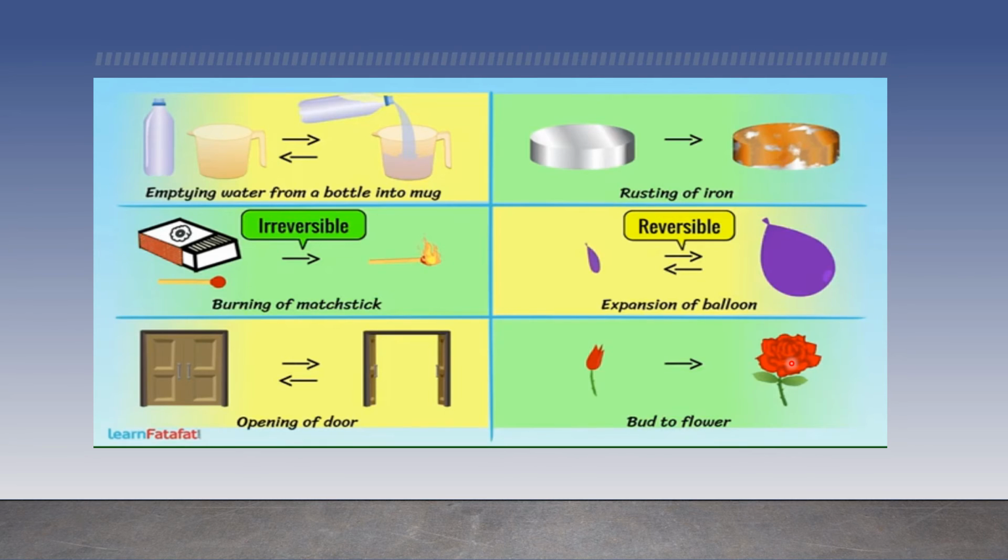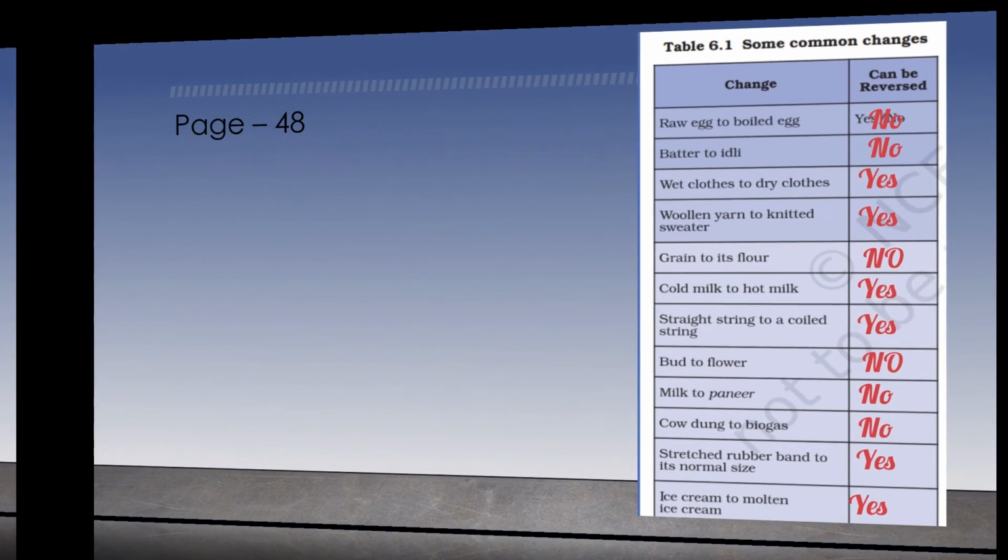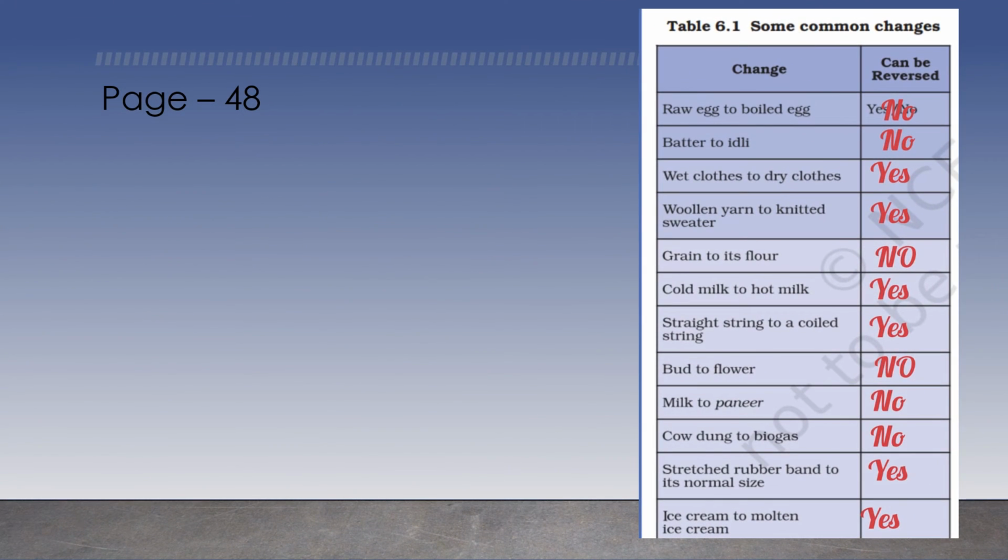So I hope you have understood the difference between reversible and irreversible. Now children, open your book on page 48. You have to fill this table as well. Here you can see some common changes. Now here they are mixed, so you have to see which can be reversed and which cannot be reversed.